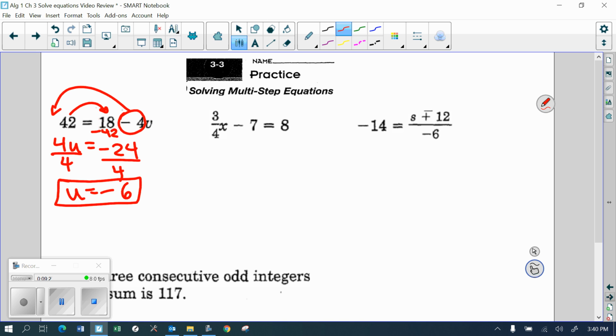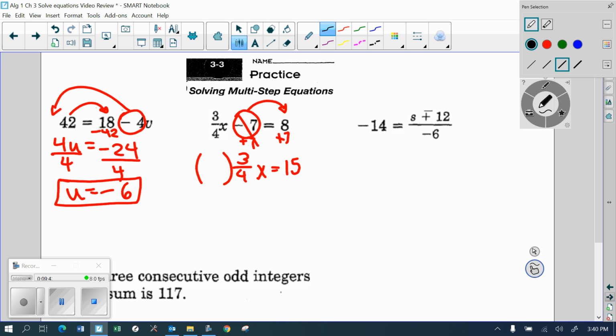All right, again, my coefficient is positive, so I'm going to leave it there. So I'm taking that 7, adding that across. So I have 3/4 x equals 15. Multiply by the reciprocal, 4/3. 4/3 times 15 over 1. The 3 cancels into the 15 5 times.